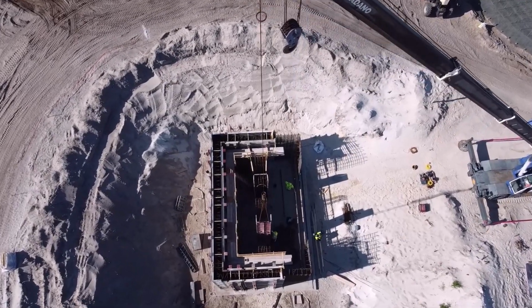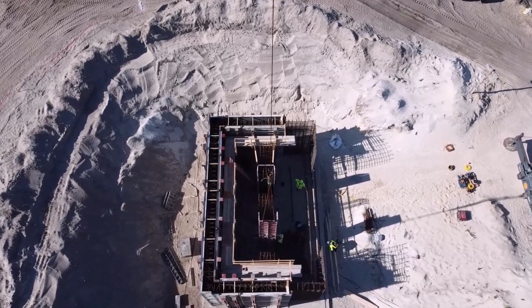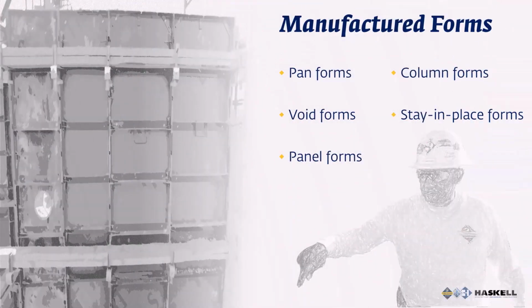Large gang form sections are lifted into place by a crane. The main types of manufactured forms include the following: pan forms, void forms, panel forms, column forms, and stay-in-place forms.